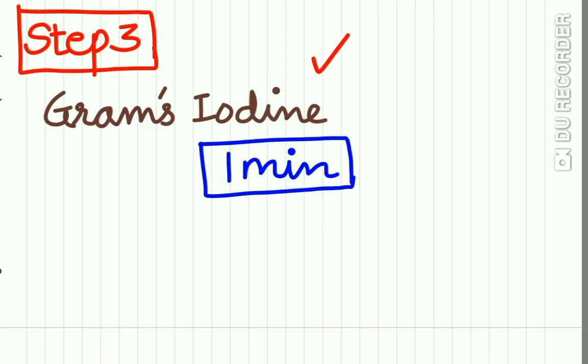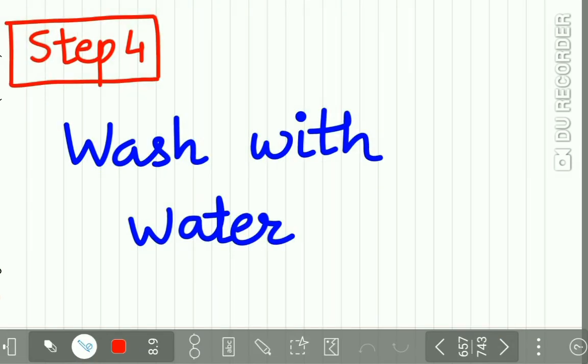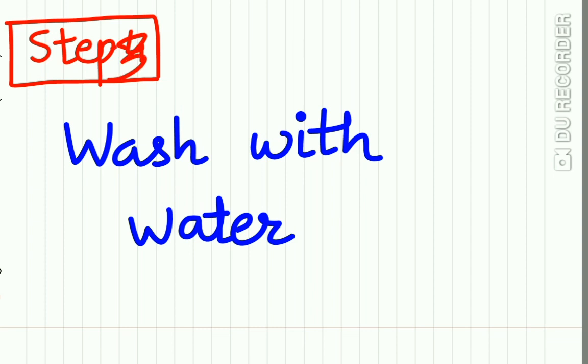Step 3 is to pour Gram's iodine on the slide. This Gram's iodine is nothing but a dilute solution of iodine, and this is also applied for 1 minute. Step 4 is to wash the slide with water.